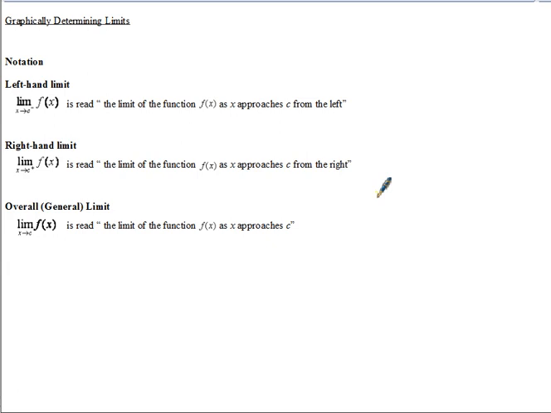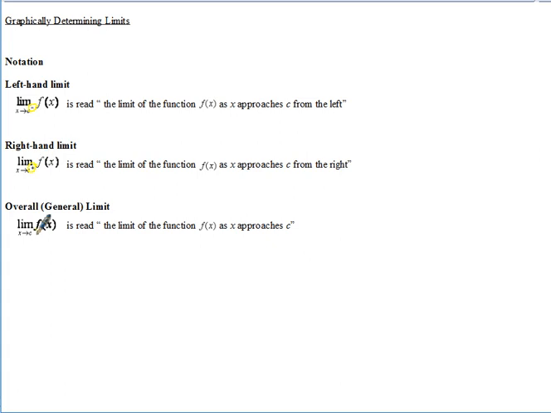We have left-hand limits, where you have the limit of the function f of x as x approaches c from the left. And you can see that little negative indicates coming from the left side. And also the right-hand limit is the limit of the function f of x as x approaches c from the right. Little plus sign indicates coming from the right.